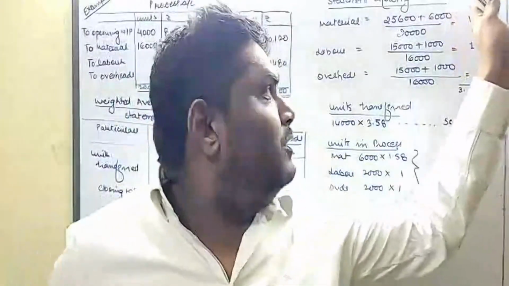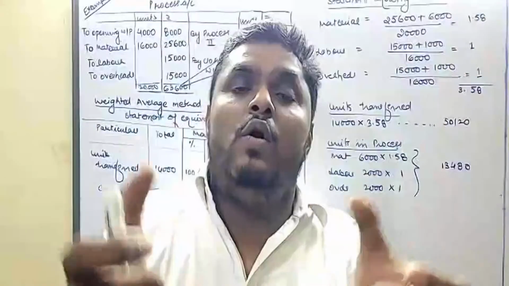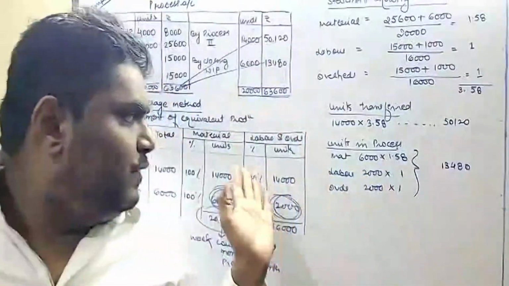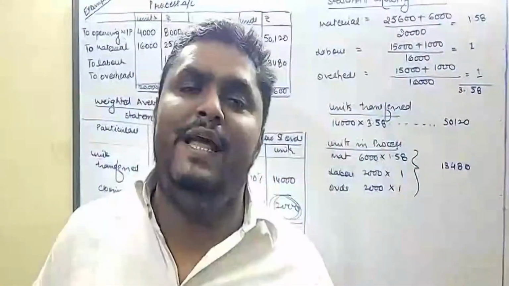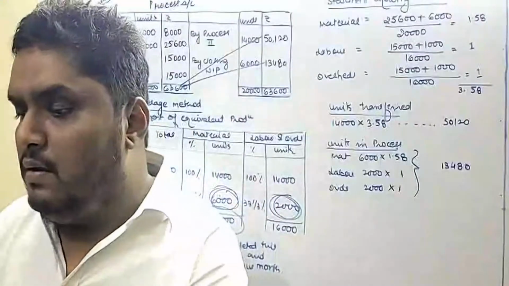See, when talking about this 6,000, 1,000 and 1,000, it represents what? The cost that is incurred in the previous month. I request you guys to please copy this part. I'll explain you in a better way.